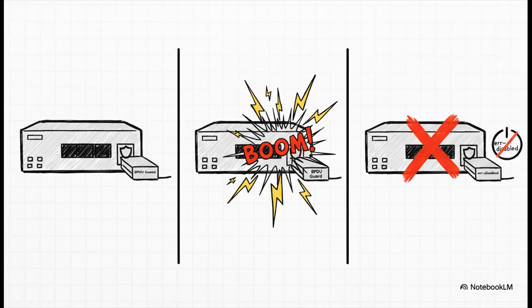First on the list is BPDU Guard. The symptom for this one is pretty dramatic. You go to plug a new device into a user's port and bam, the port light goes amber and the interface immediately shuts itself down, going into what's called an error-disabled state. It looks like the port just broke, but really it's doing exactly what it was told to do.